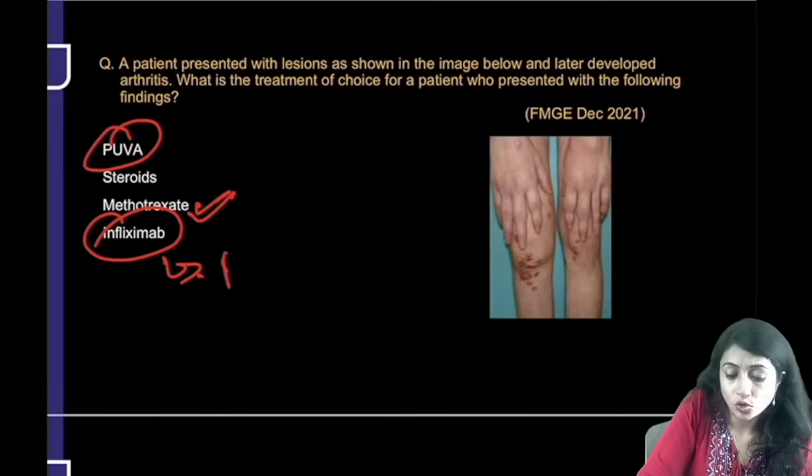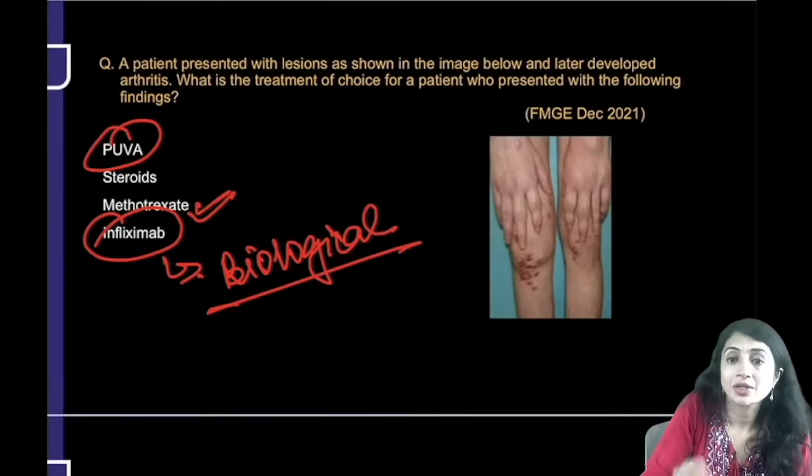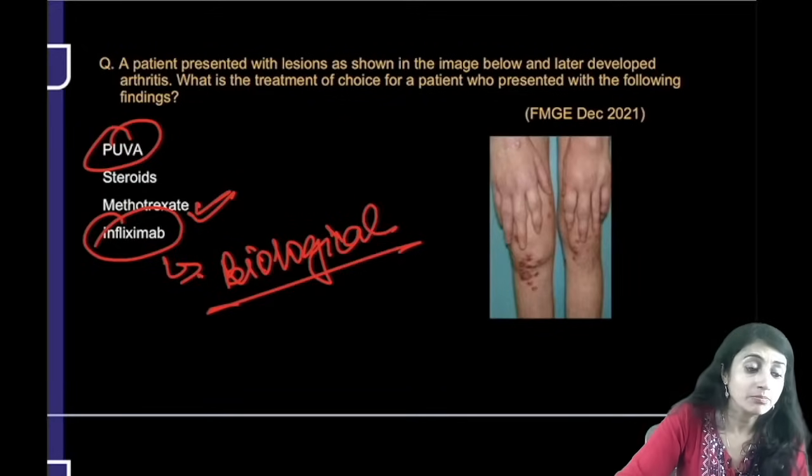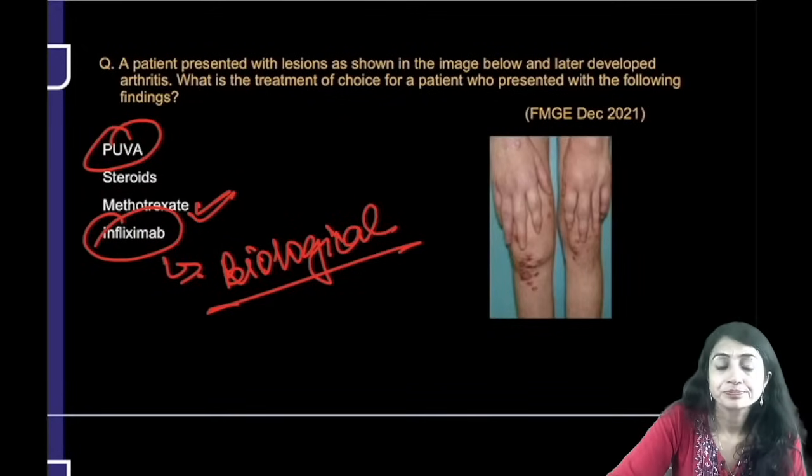Infliximab is a class of biologicals which is now very commonly used in psoriasis, right? But my treatment of choice will remain methotrexate, right?